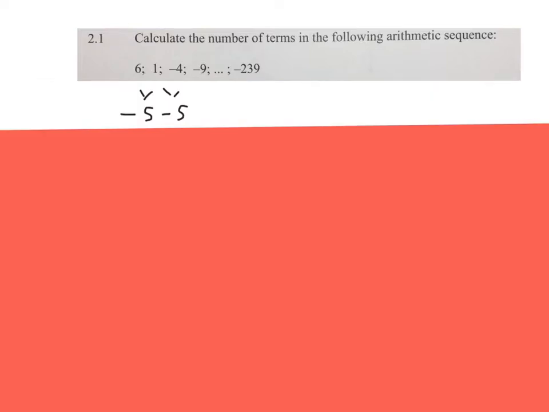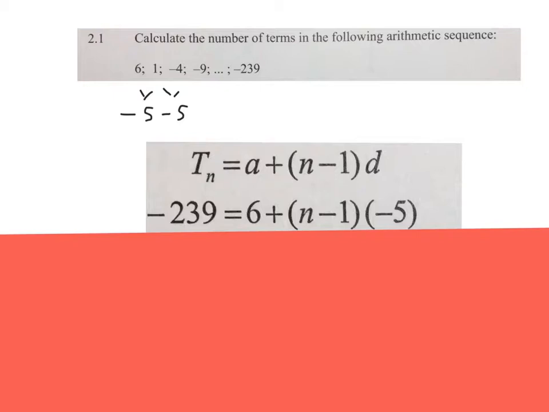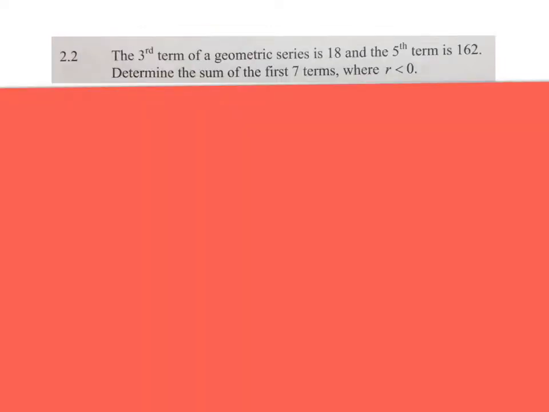If you checked, you'd see that there is a constant difference of -5. That makes it an arithmetic sequence, so let's go to the term formula. Substitute the information you have into that formula and solve for n. Please stop the video.